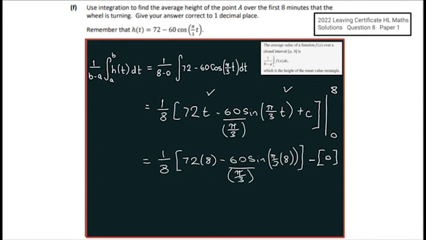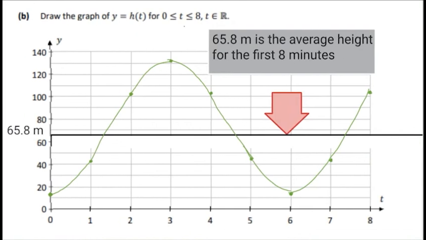Okay, so let's multiply it out with your calculator, and we will get the h average as 65.79, which is 65.8 when we round it to 1 decimal place. And that will be in meters. So let's look at that on the graph. You can see there, it's pretty central, as it's a very balanced graph. And that's it for question 8. Thank you for joining Maths Plus.